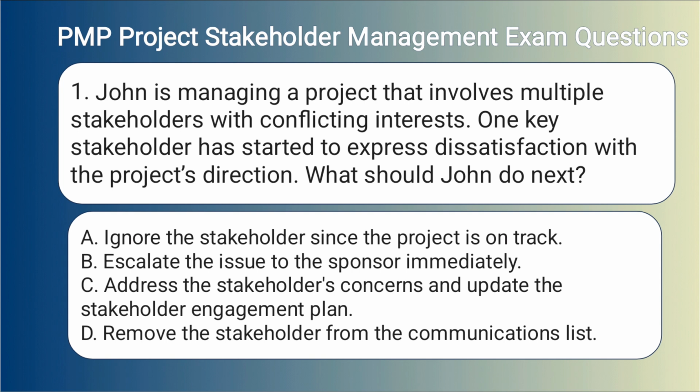1. John is managing a project that involves multiple stakeholders with conflicting interests. One key stakeholder has started to express dissatisfaction with the project's direction. What should John do next?